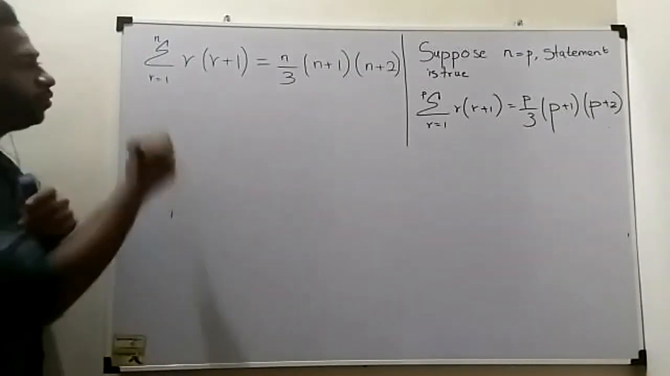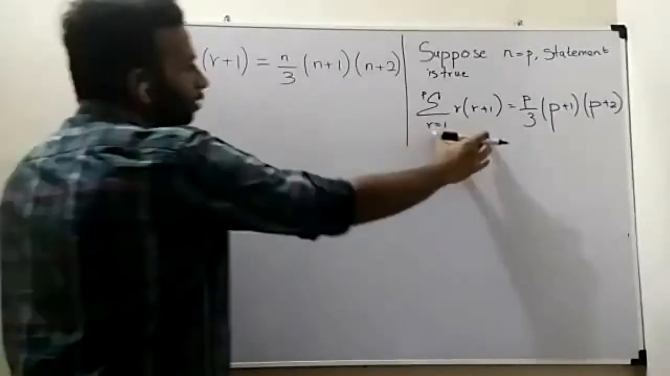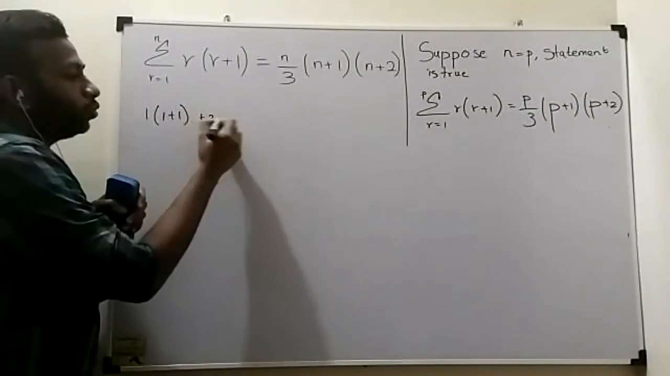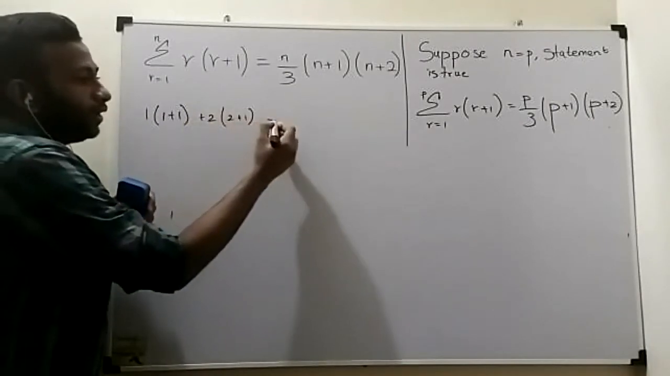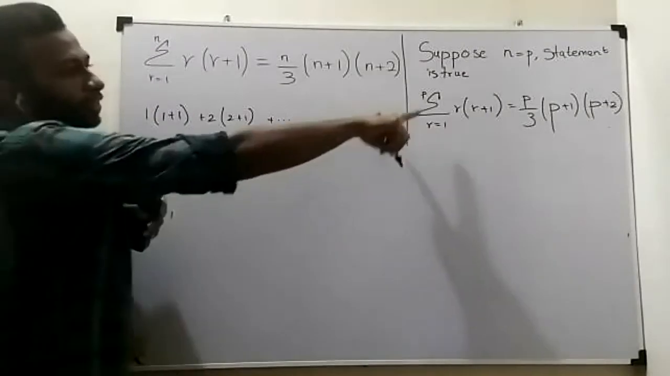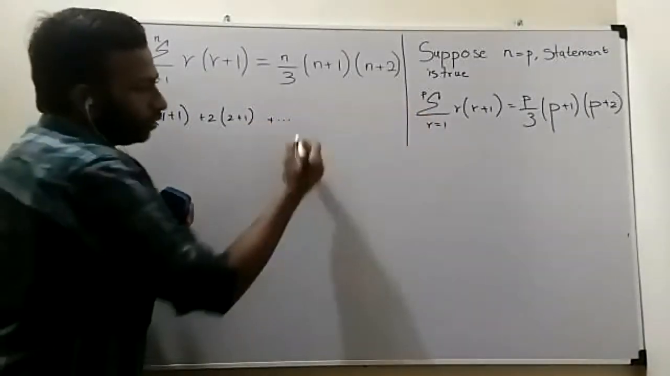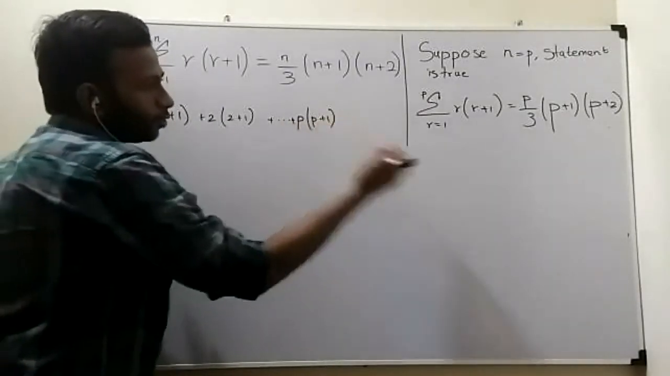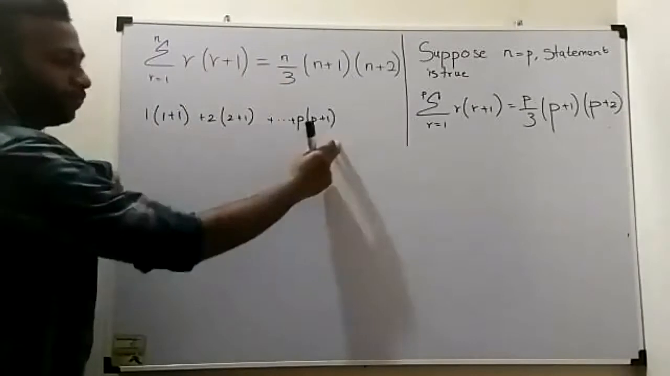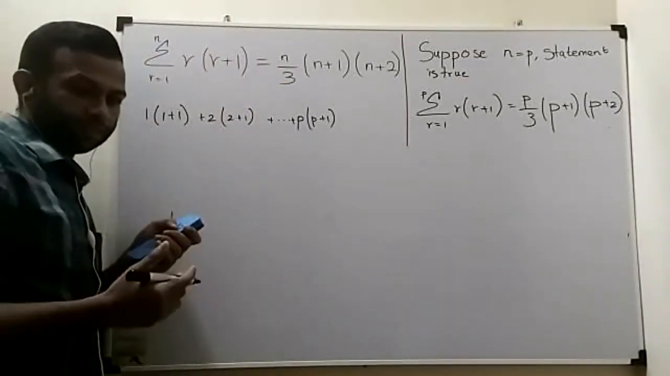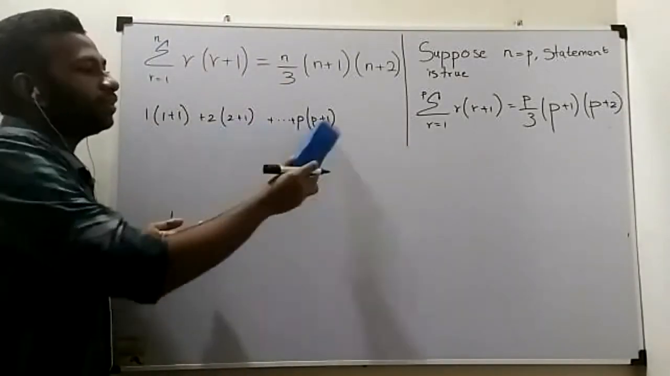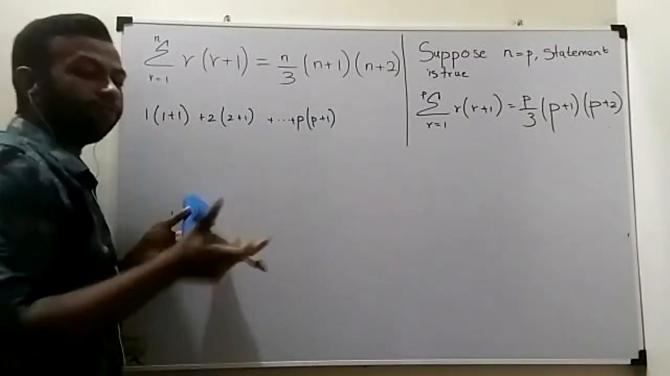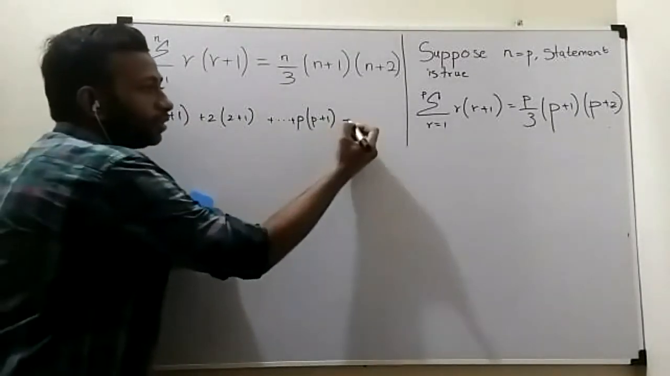Now, as I said before, this sigma statement means it goes from 1 into 1 plus 1, plus 2 into 2 plus 1, and it goes on, right? If it goes up to P, it will be P into P plus 1. So basically this means this whole term. Now, what would be the next term in this system? If you were to add something and make it the next term, what do you do? You add 1 to each thing. So P becomes P plus 1.